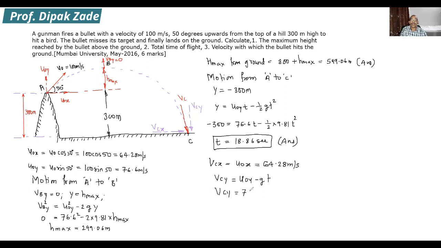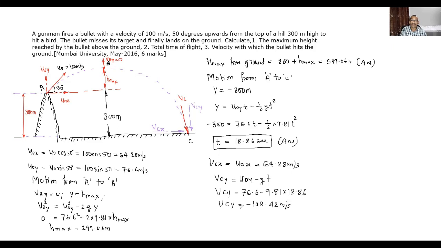u0y minus gt. Vcy is unknown, u0y is 76.6 minus g, which is 9.81, and t is 18.86. So if you calculate, you will get a negative answer for Vcy. A negative answer means the velocity is in the vertically downward direction, and this value comes out to be 108.42 meters per second. That means this velocity is in the downward direction. I will add the direction here.